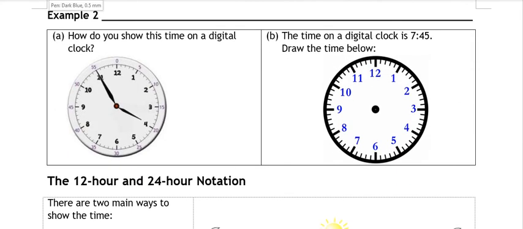Example number 2, part A: how do you show this time on the digital clock? Whenever you have the short hand, this is the hour. The minutes are close to 60, which is the 12. The hour should be nearer to the digit over here. So this is still 3 o'clock, but the minutes show 55. So your answer will be 3:55.